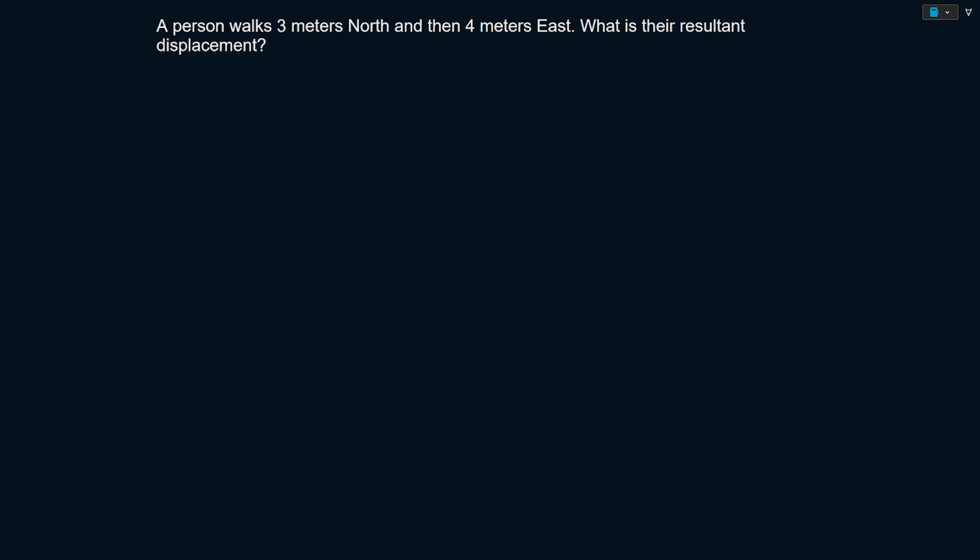A person walks 3 meters north and then 4 meters east. What is their resultant displacement? The easiest way to work this problem is to visualize it using a graph. We can put north on the y-axis and east on the x-axis.